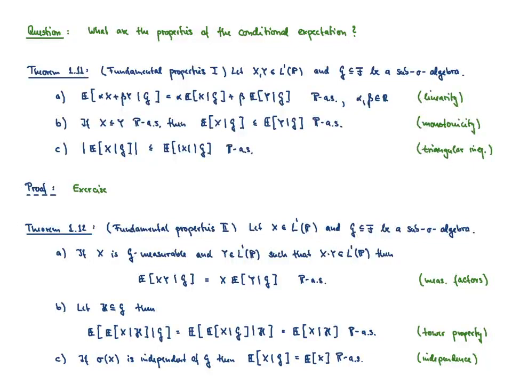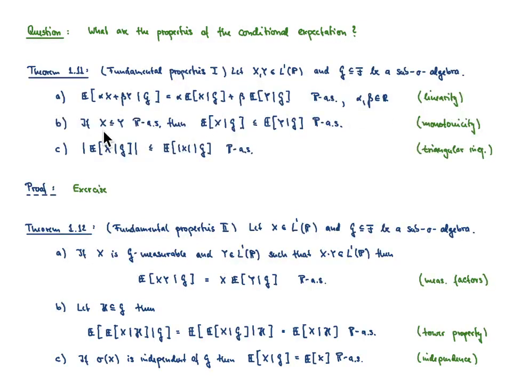After we have introduced the conditional expectation, let us now discuss its properties. And let us start with the following one. So I give myself two integrable random variables called X and Y. And as usual, I consider a sub-sigma algebra of F denoted by G. And then it holds true that if I consider a linear combination of the random variables X and Y and compute its conditional expectation, then this is the same as considering the linear combination of the conditional expectation of X and the conditional expectation of Y, P-almost surely. This means nothing else but that the conditional expectation is linear.